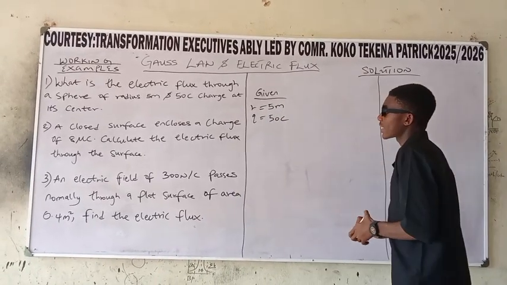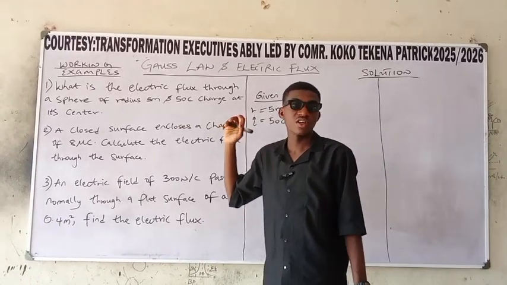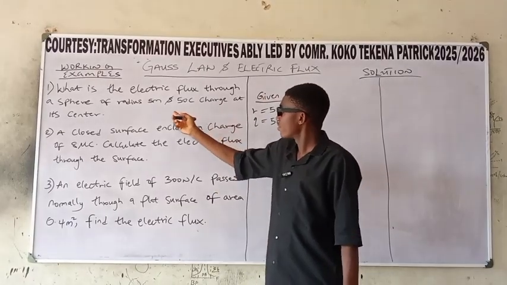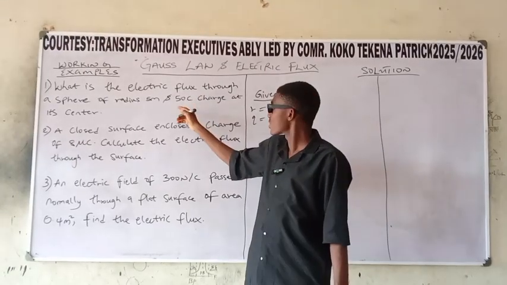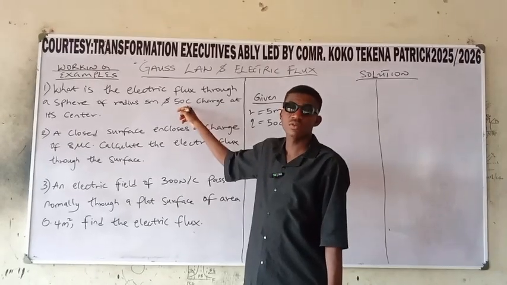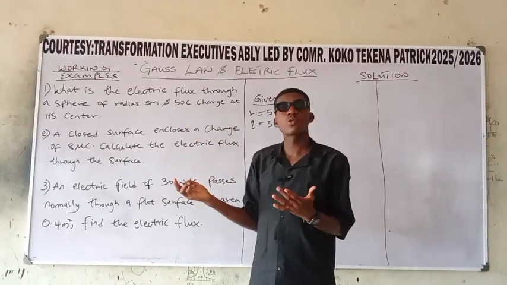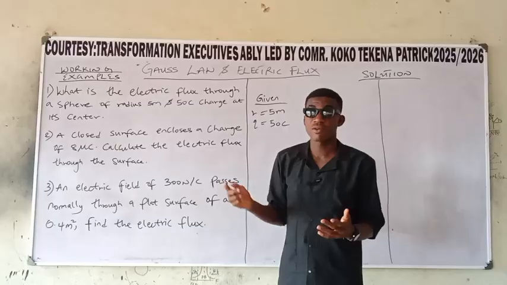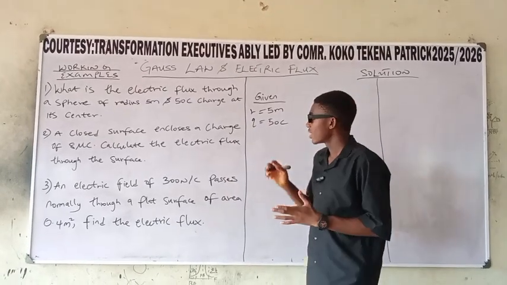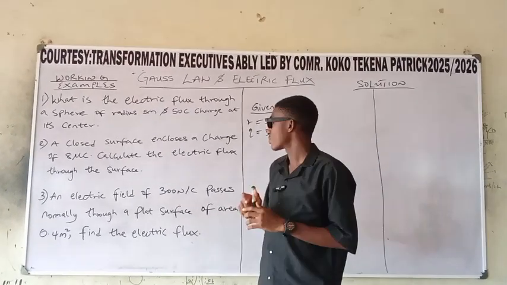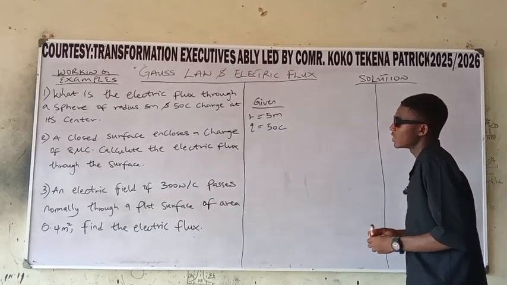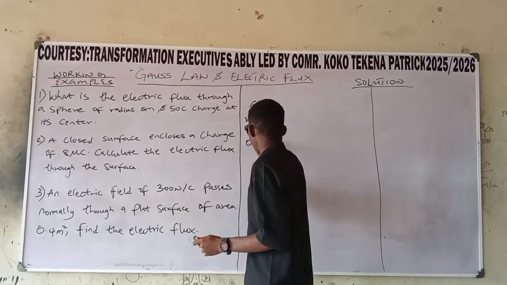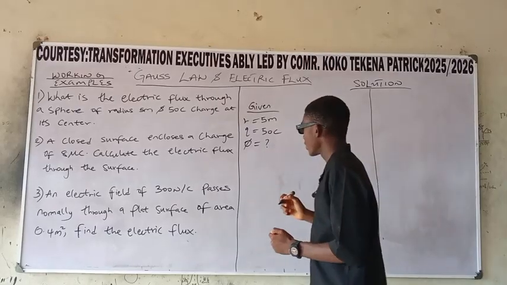In physics, it's very, very important to master your units because most times they can tell you a radius of 5 meter and 50 coulomb. They won't tell you charge. So if you don't know that the unit for charge is coulomb, you might end up wasting your whole time on one problem. So ensure you learn your units very, very well. So we have our radius 5 meter and our charge 50 coulomb. So you should find what? Our flux, right?